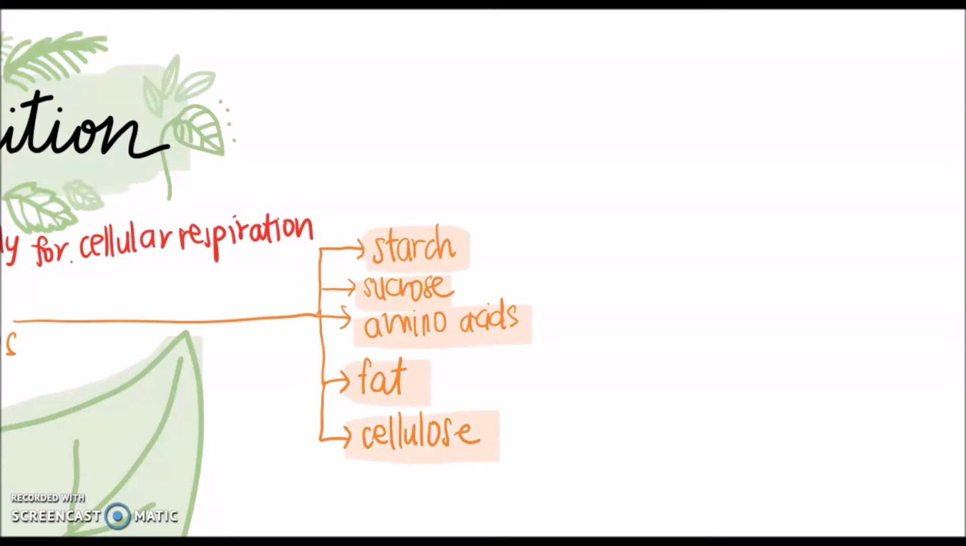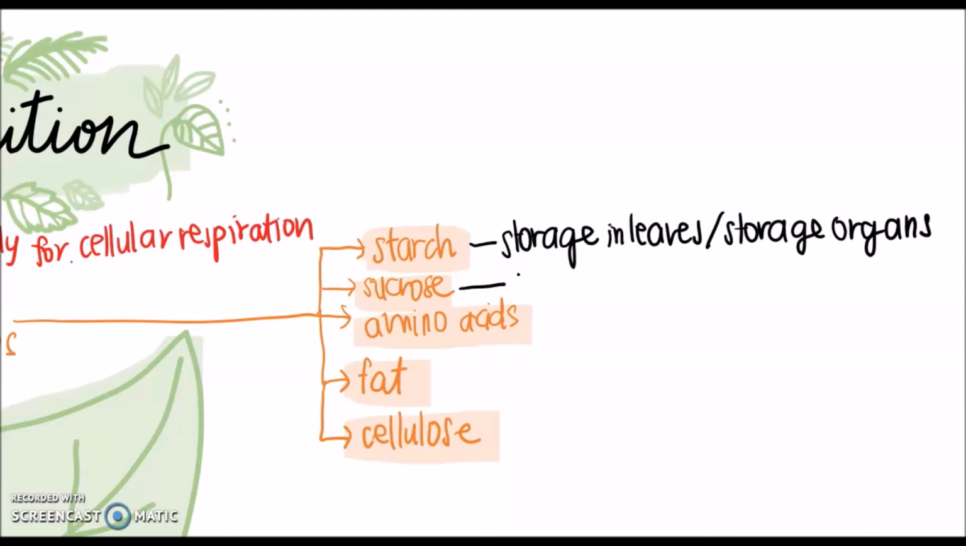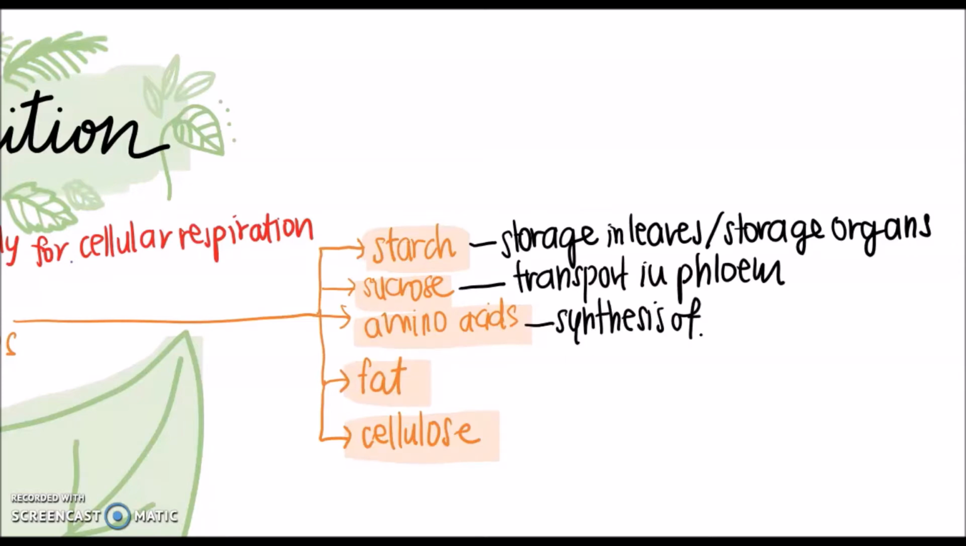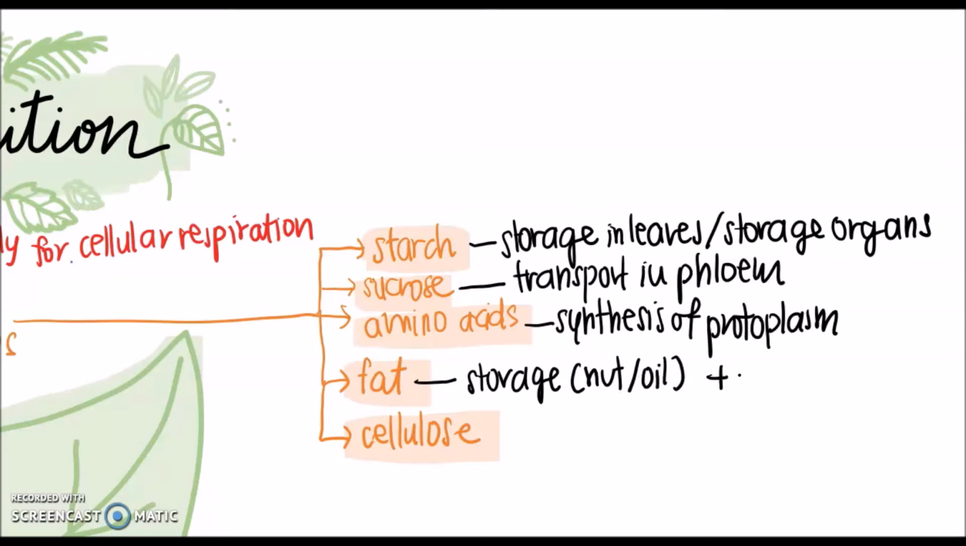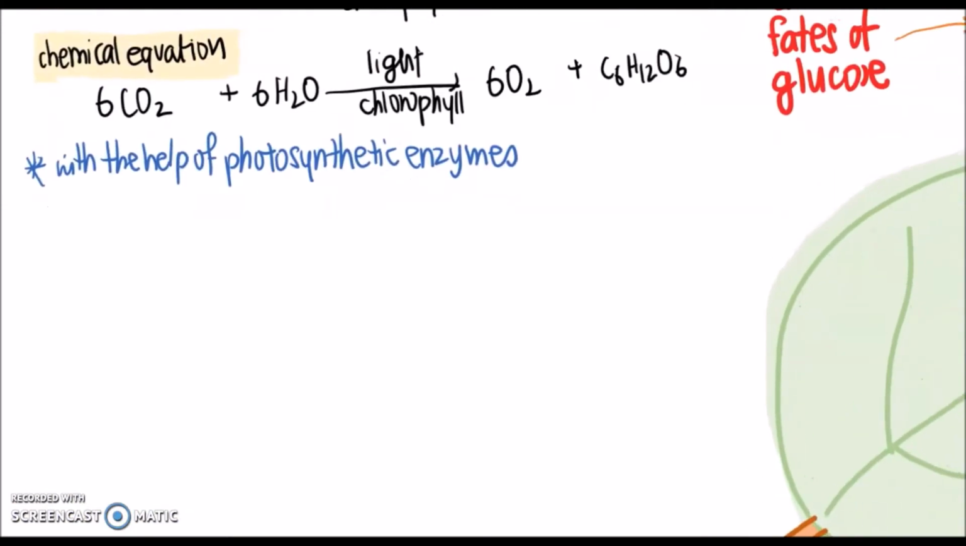Starch is a storage form of glucose in the leaves or storage organs like potato. Sucrose is used in transport in the phloem. So whenever I want to transport glucose, it must be in sucrose form. Amino acids are for the synthesis of protoplasm, for building and repair. Fat is for storage, such as in nuts and oil, and also in synthesis of protoplasm. And cellulose is for the synthesis of cell walls. So you need to know the various functions.